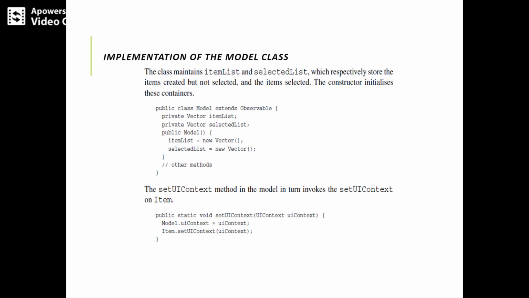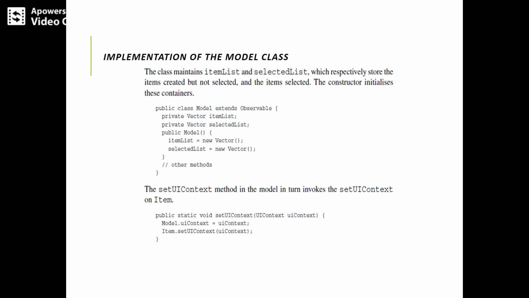Now we are going to discuss the implementation of the model class. Here the class maintains an item list and a selected list, which respectively store the items not selected, and the items selected. The constructor initializes these containers.